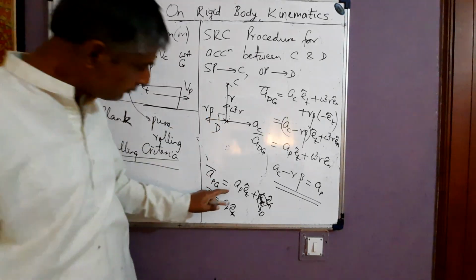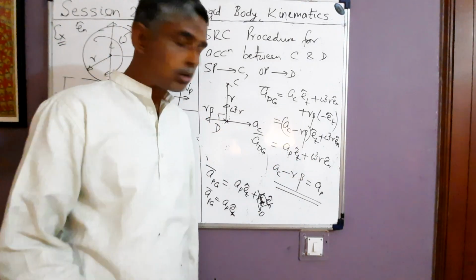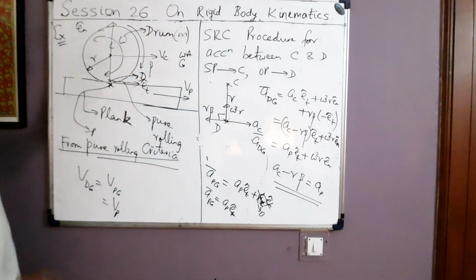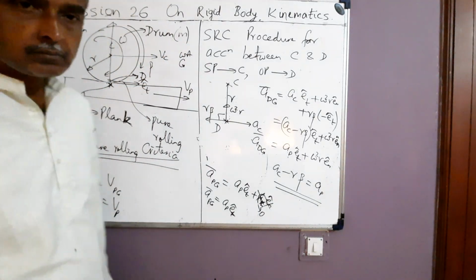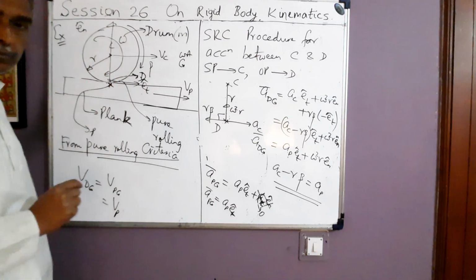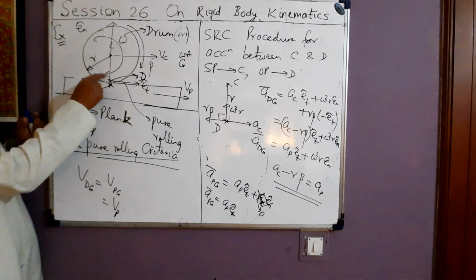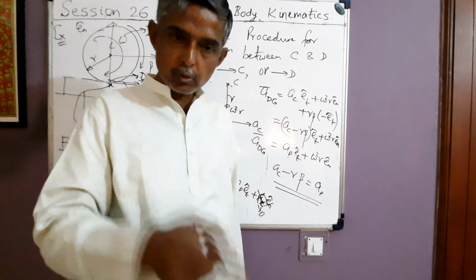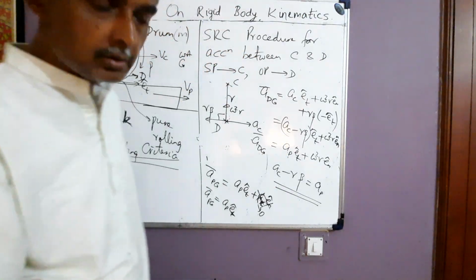But in acceleration, they are equal only along the common normal. Not along the common tangent plane, not along the common normal. So, what is the similarity and what is the difference? In velocity, when one body undergoes pure rolling over another, the velocity of both the points P and P dash are equal. They are equal along the tangent plane also and along the common normal also.